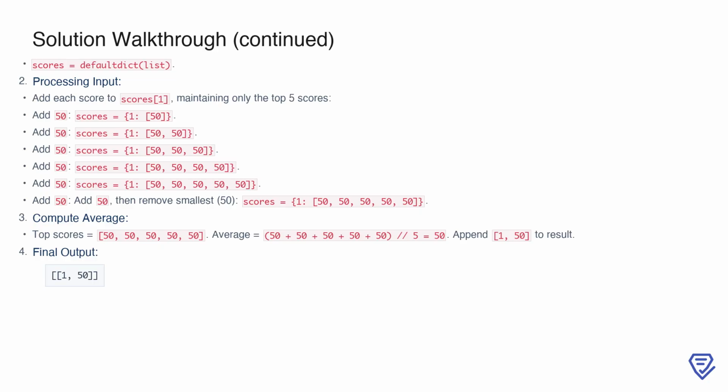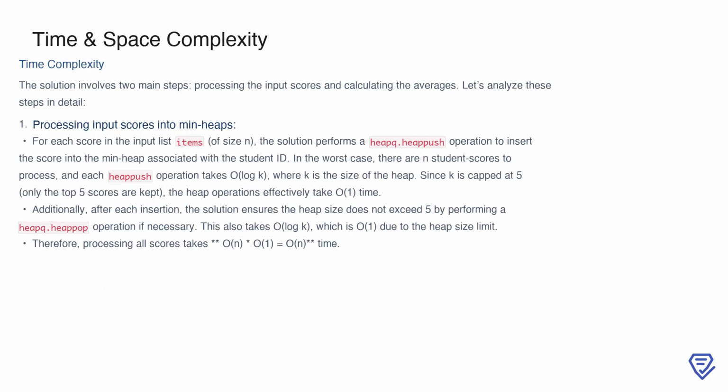This example highlights how the solution handles scenarios with tied scores while maintaining the constraints of the top 5 scores for each student. To analyze the time complexity of our solution, we can break it down into 2 main steps: processing the input scores and calculating the averages.